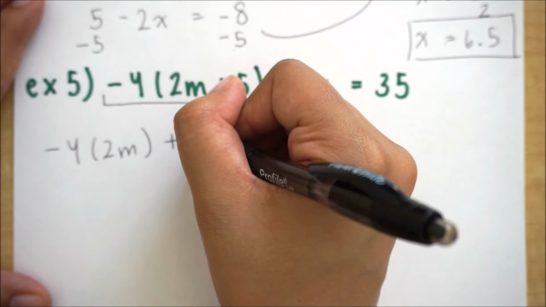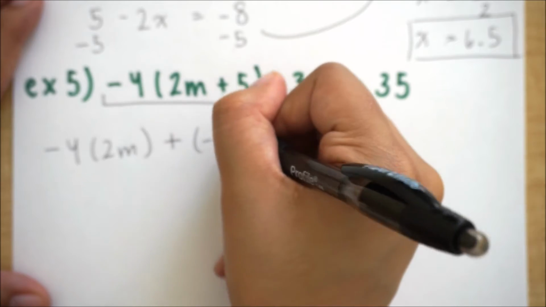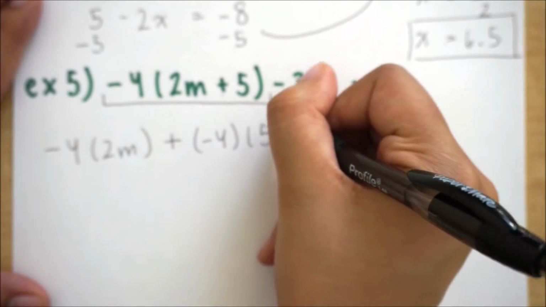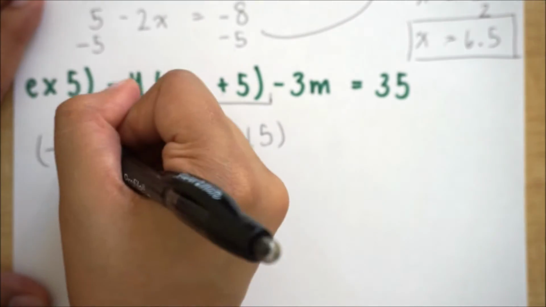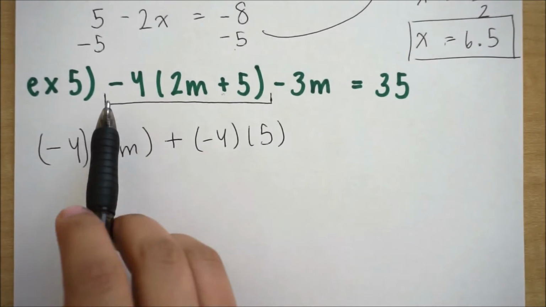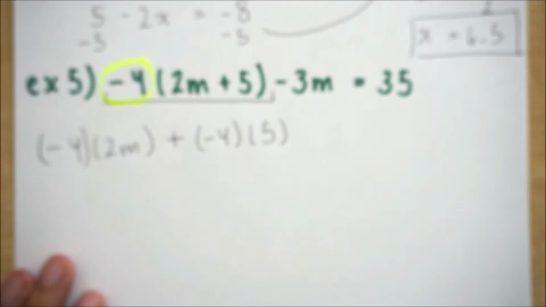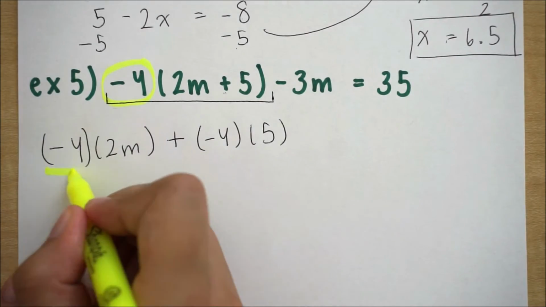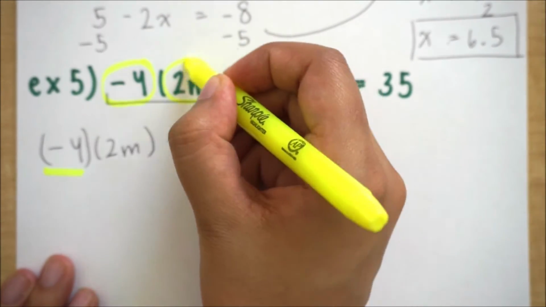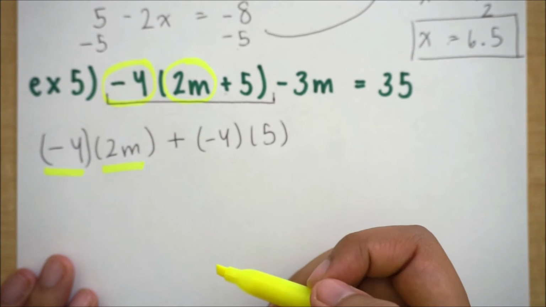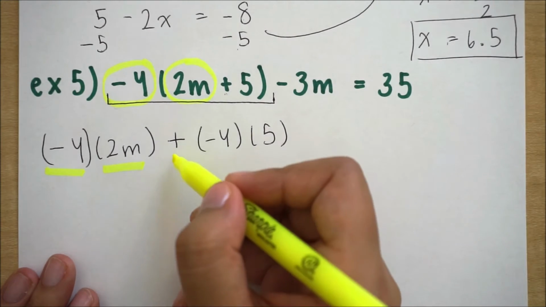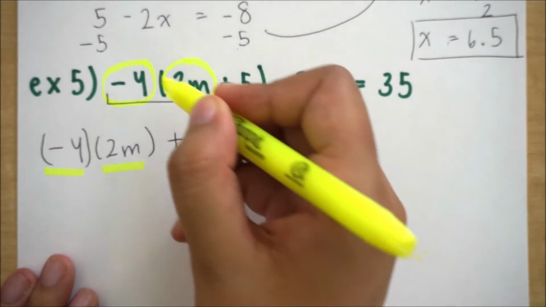So I took negative 4 and I multiplied it by 2m. I'm going to take negative 4 again and multiply it by positive 5. Now, how does this happen? I take the negative 4. The sign in front of the number matters, so keep that in mind. And I multiply that by 2m. I go ahead and add. Why do I add? Why don't I subtract? Why don't I multiply? We'll go over it in a second.